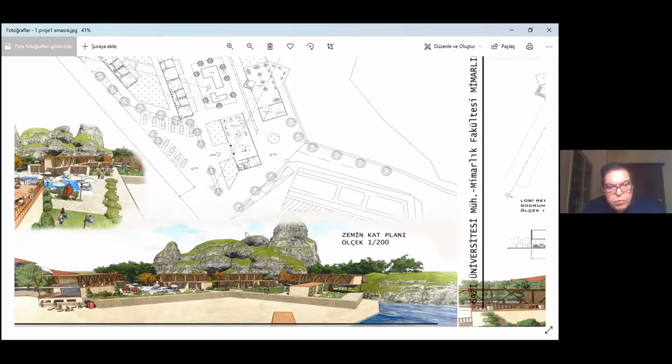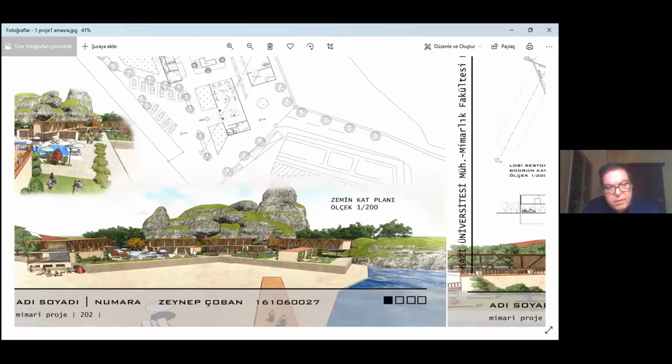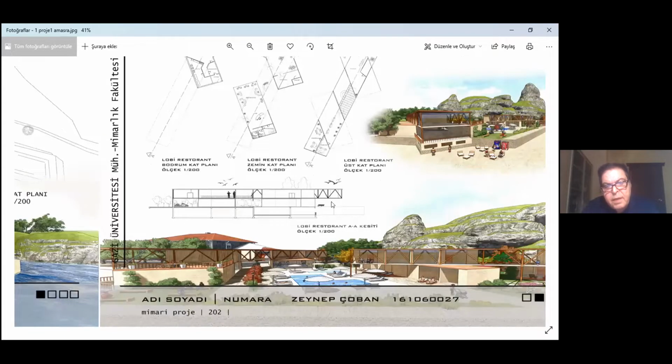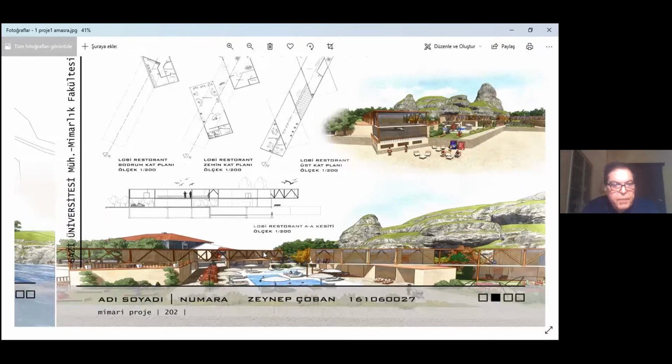She used a low-rise hotel and low-rise bungalows, and wanted to be in harmony with the vernacular environment by means of plans and their masses, their geometry.